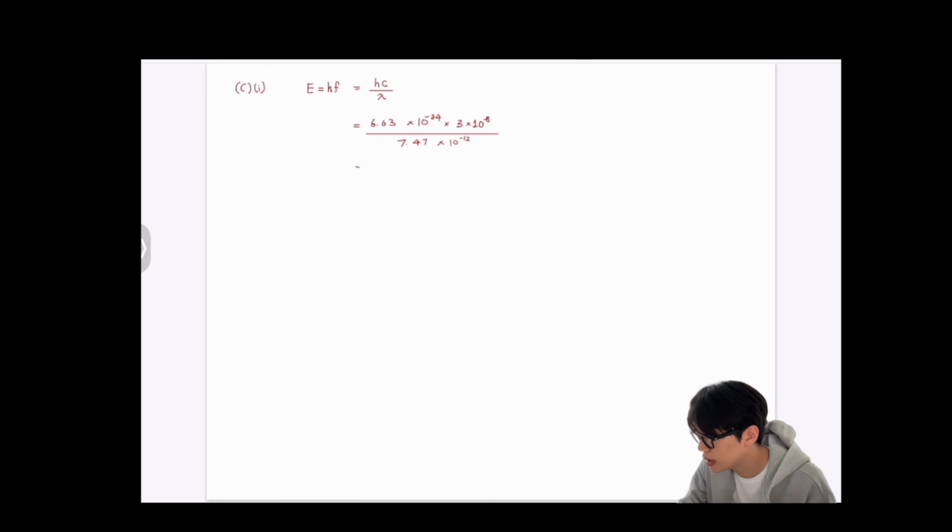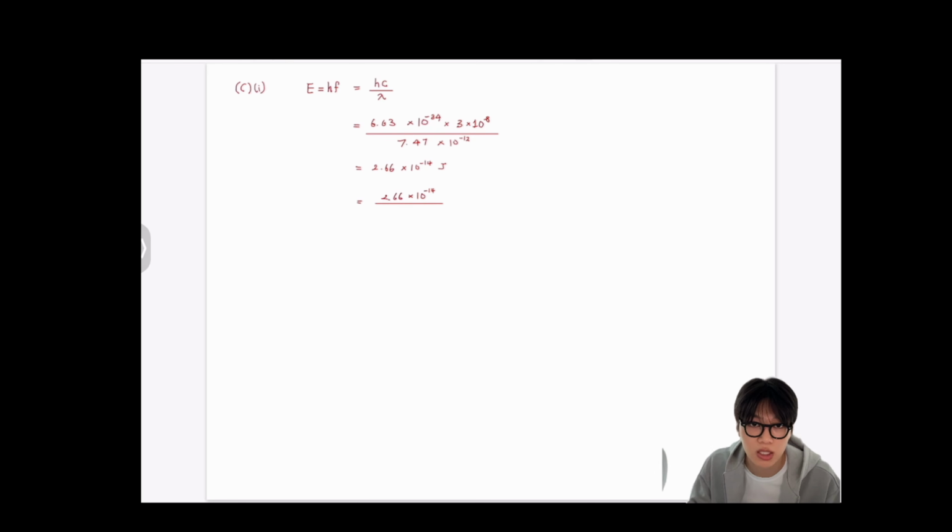And if you calculate those numbers, you'll see 2.66 times 10 to the negative 14 joules. Okay, now we have to change it into eV, right? So if you want to change it into eV, we can simply divide by the charge of e, which is 1.6 times 10 to the negative 19. Okay, so that equals 0.17 MeV.